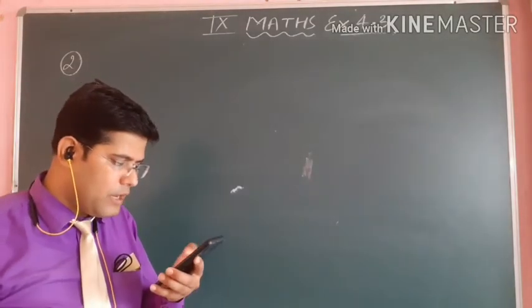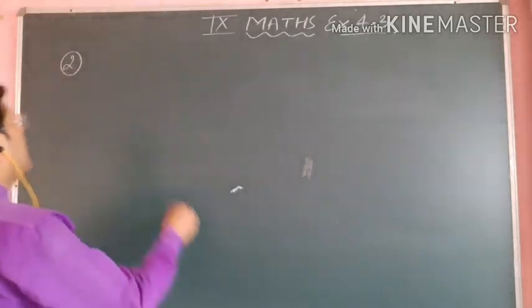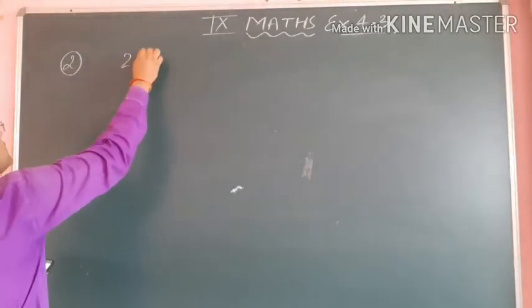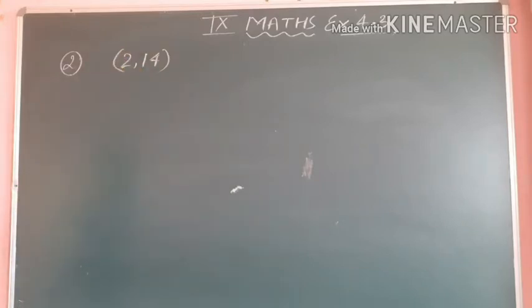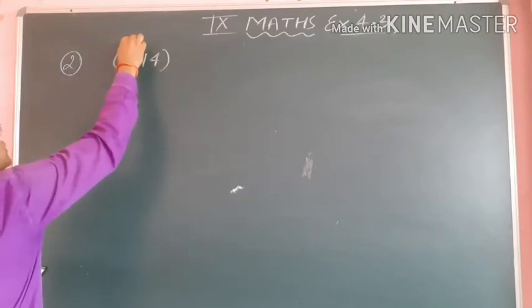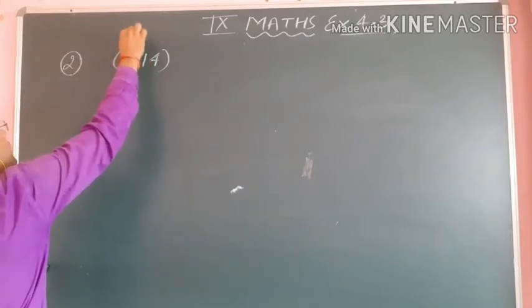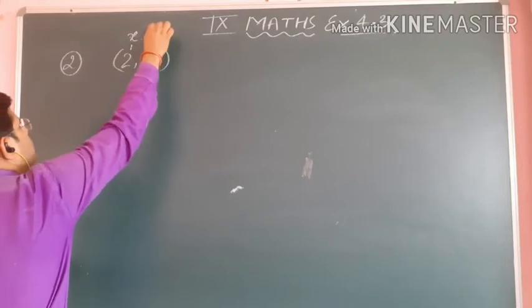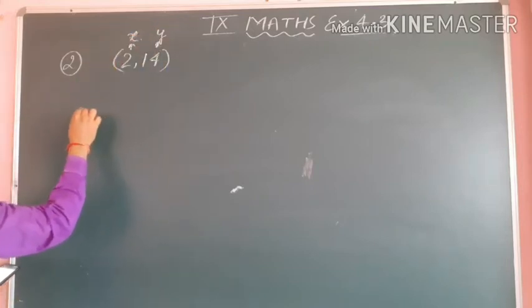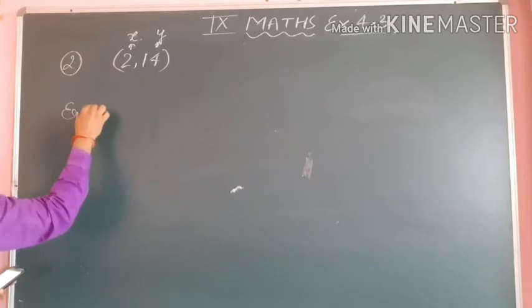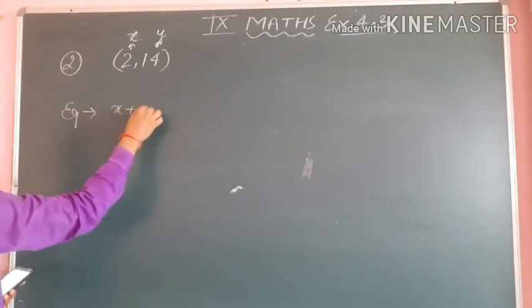Give equations of two lines passing through (2, 14). We have to write two equations which pass through (2, 14). Okay, students, so here x must be 2 and y must be 14. So you can do anything with x and y. Firstly, the first equation I am going to form is x plus y.